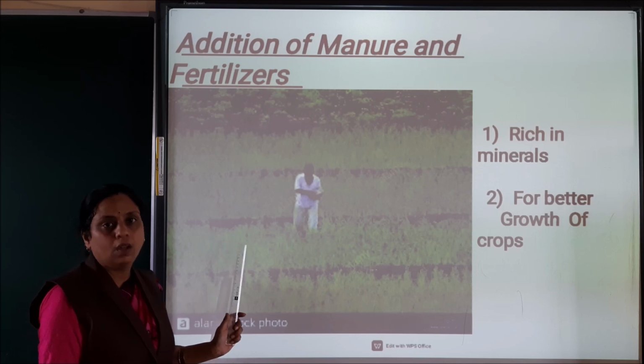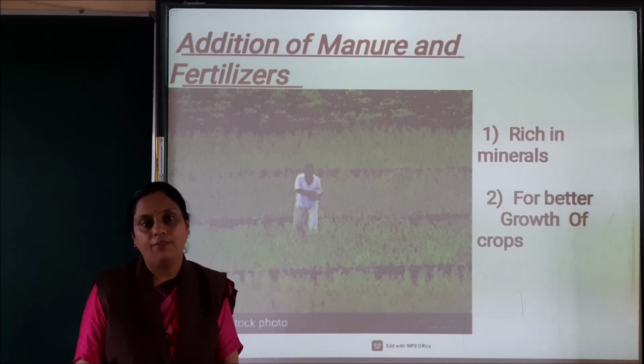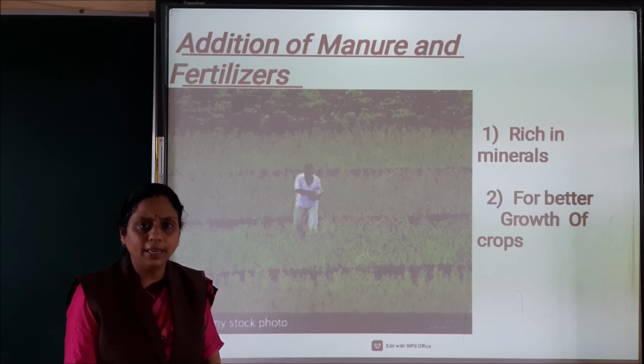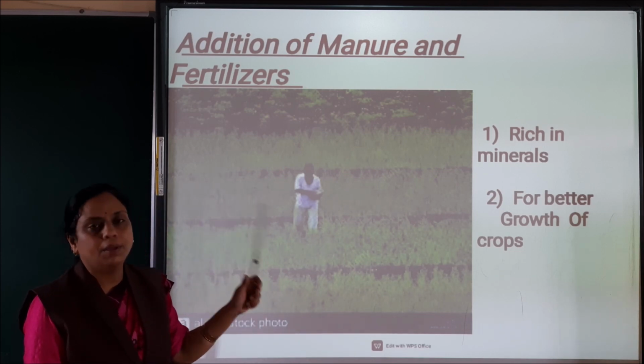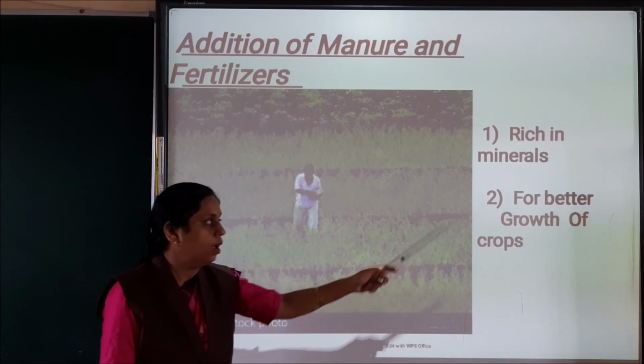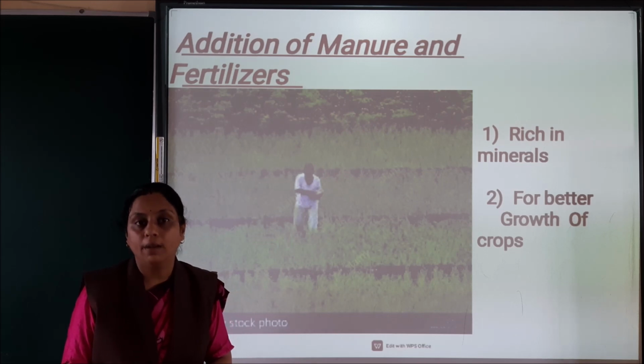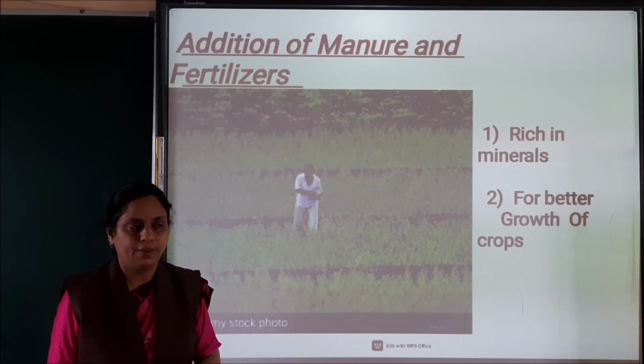Now in this picture you can see that the farmer is adding manure and fertilizer. Why are they adding manure and fertilizer? Because they are rich in minerals and also help the better growth of crops. Now you might be thinking, what are manures and what are fertilizers?